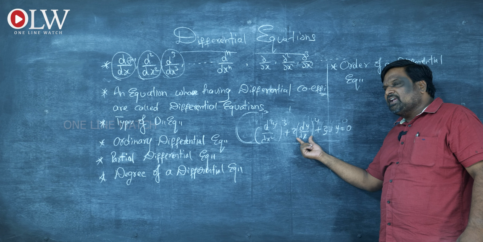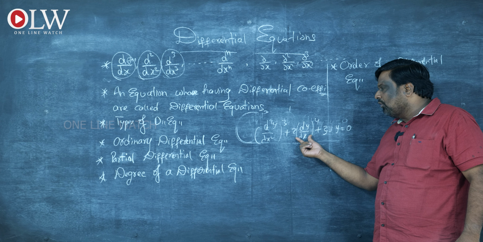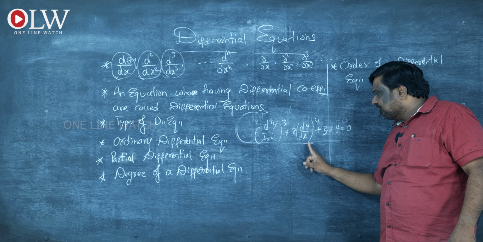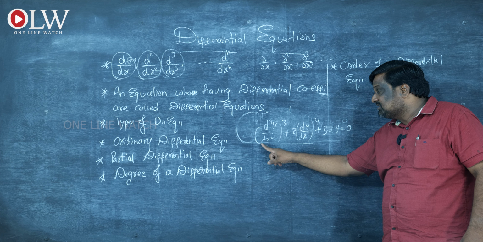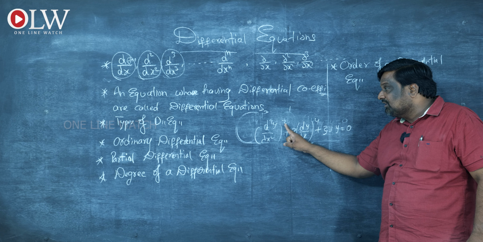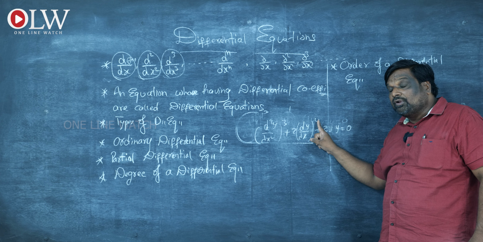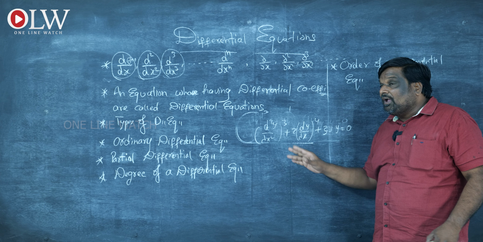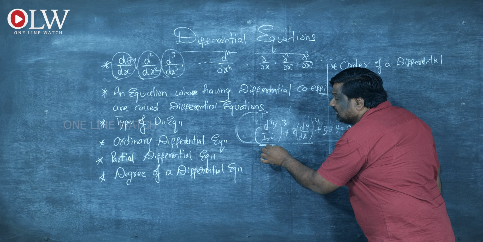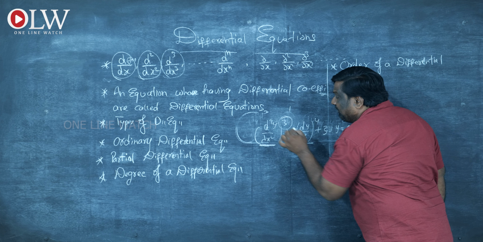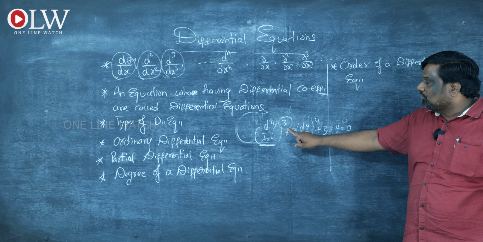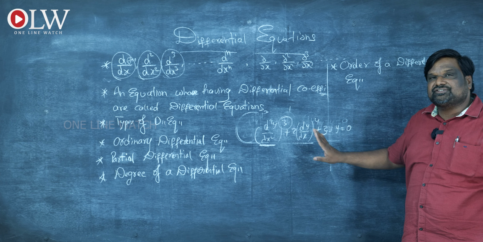Now in this, dy/dx is a first order differential coefficient and d²y/dx² is a second order differential coefficient. Between the first and second, the second is higher, so the order is second order. The second order term has power 3 and the first order term has power 4. Even though we have power 4, we defined the order of a differential equation first, and the power of the highest order derivative is called the degree of the differential equation. So what is the degree here? 3 is the degree of this differential equation.